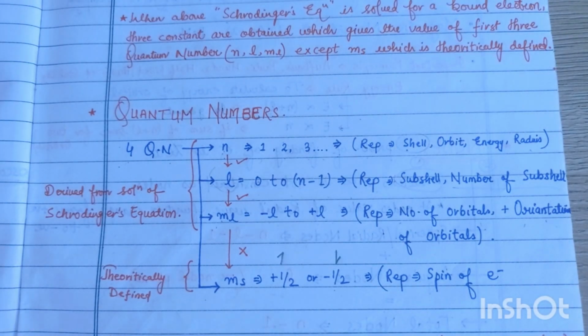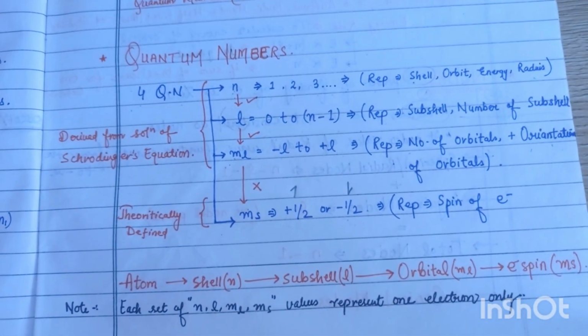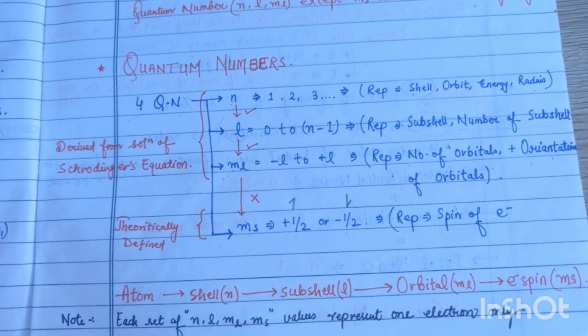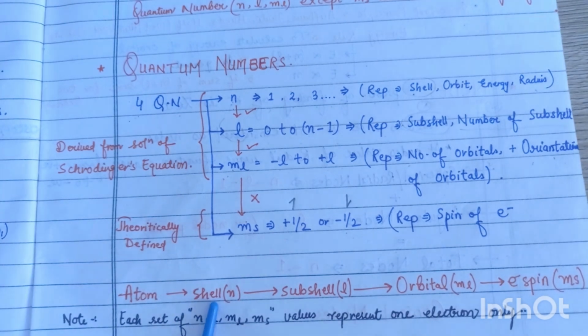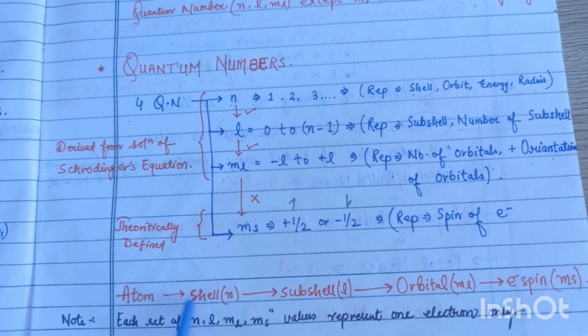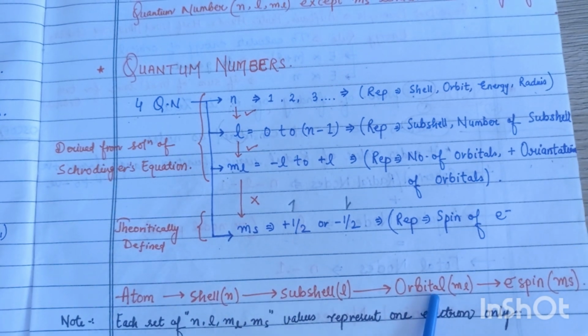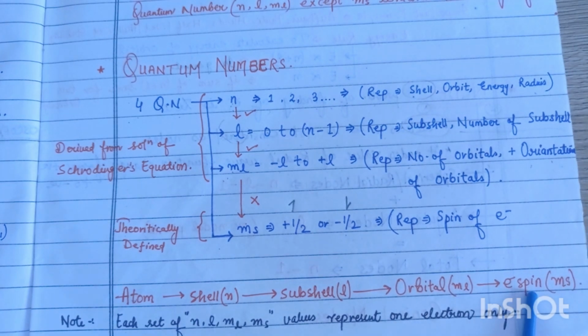Now my dear students, we are going to discuss an important concept: where actually the electron is present. In an atom there is a shell, not actually present, the shell or the orbit. Inside the shell it is assumed that there is a subshell. Inside the subshell there is an orbital. Inside the orbital electrons are present, spinning either in clockwise or anti-clockwise direction.